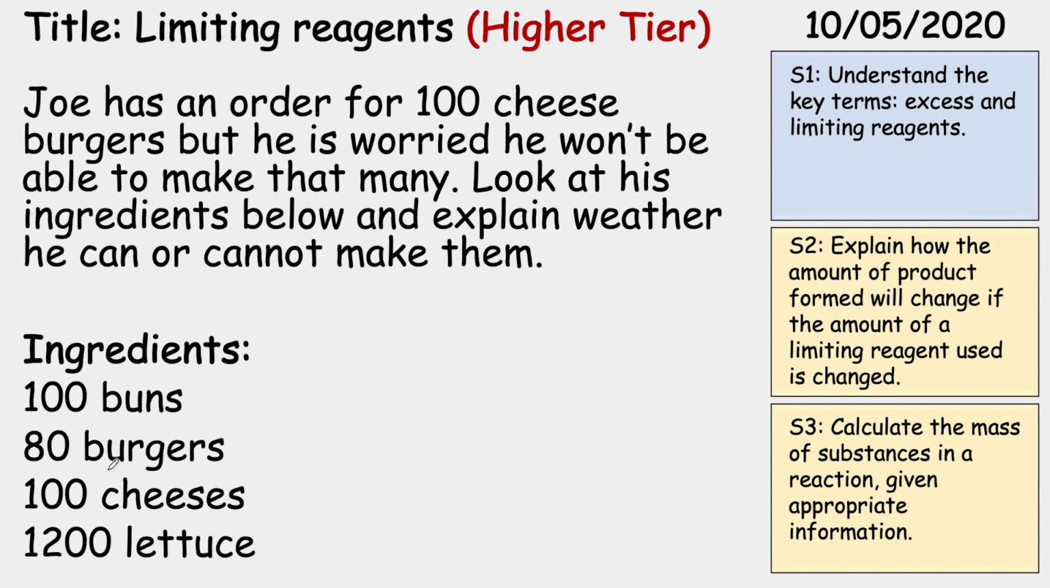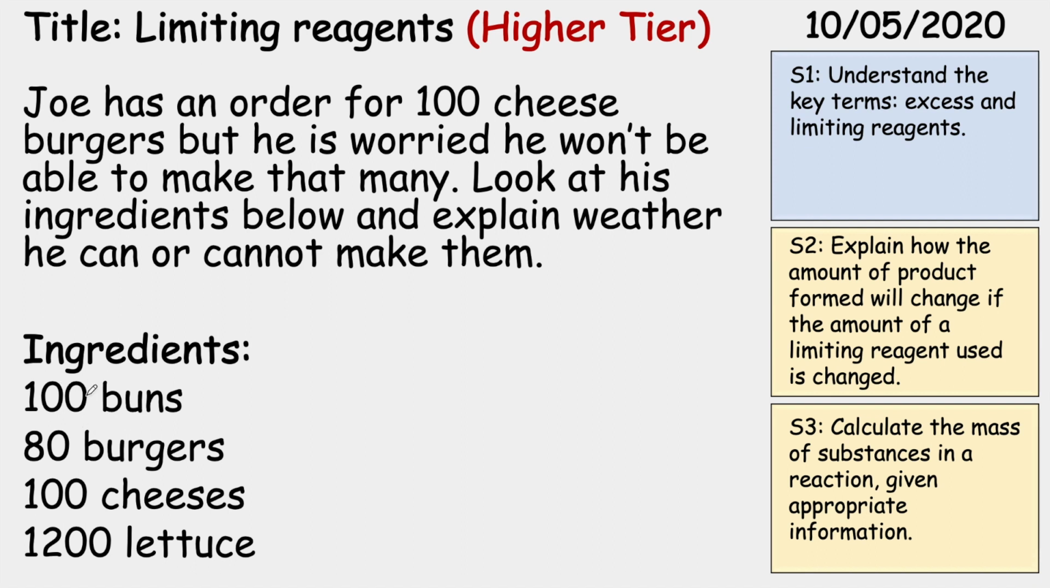If you want to understand limiting reagents, it's best that you look at a list of ingredients. Now this says that Joe has an order for 100 cheeseburgers, but he's worried he won't be able to make that many. Look at his ingredients below and explain whether he can or cannot make them. Now the first thing to point out is that Joe's an idiot. If you can't look at his ingredients and realise that he can't make enough burgers, then we've got a problem. But let's see why he can't.